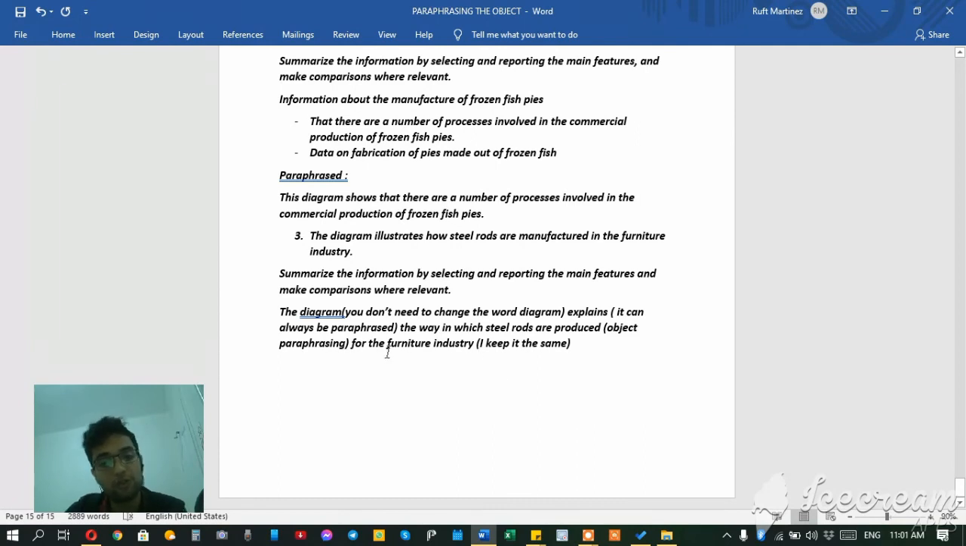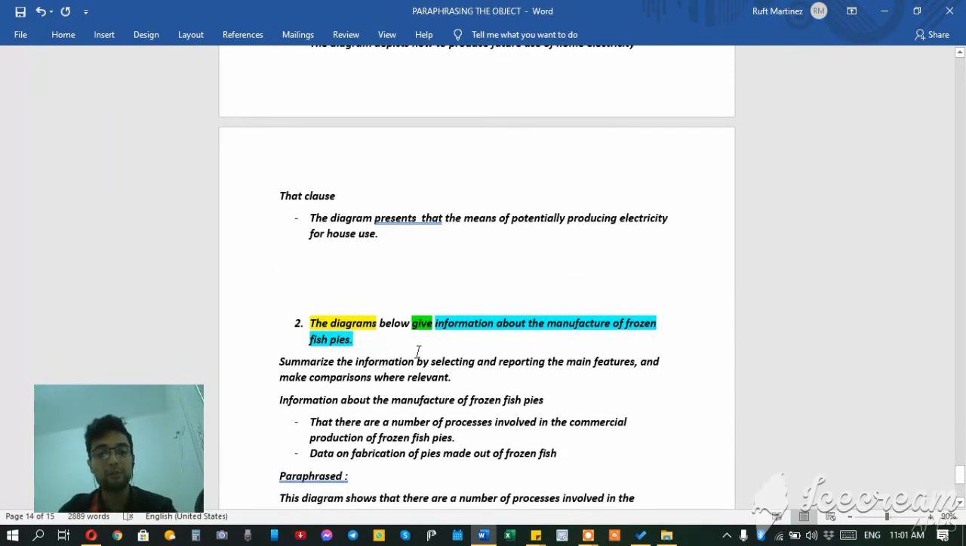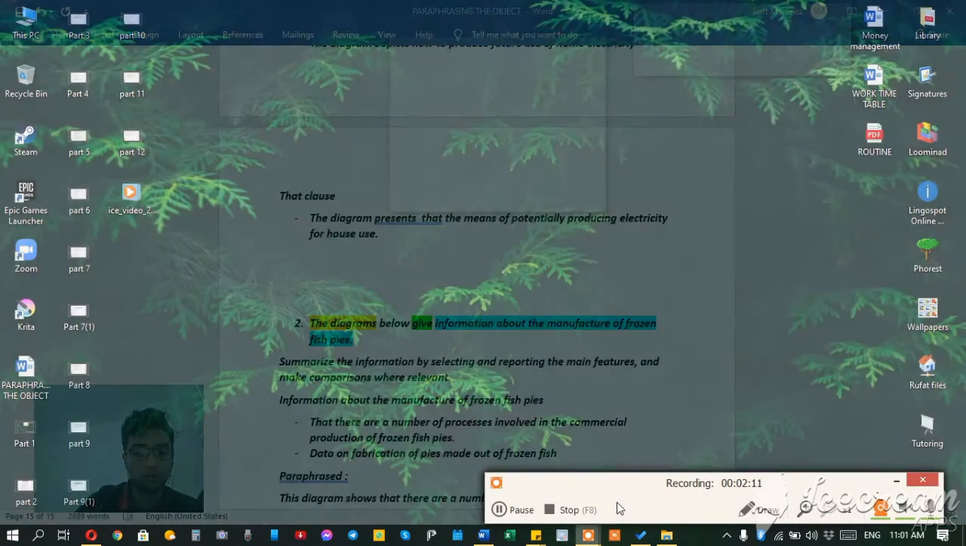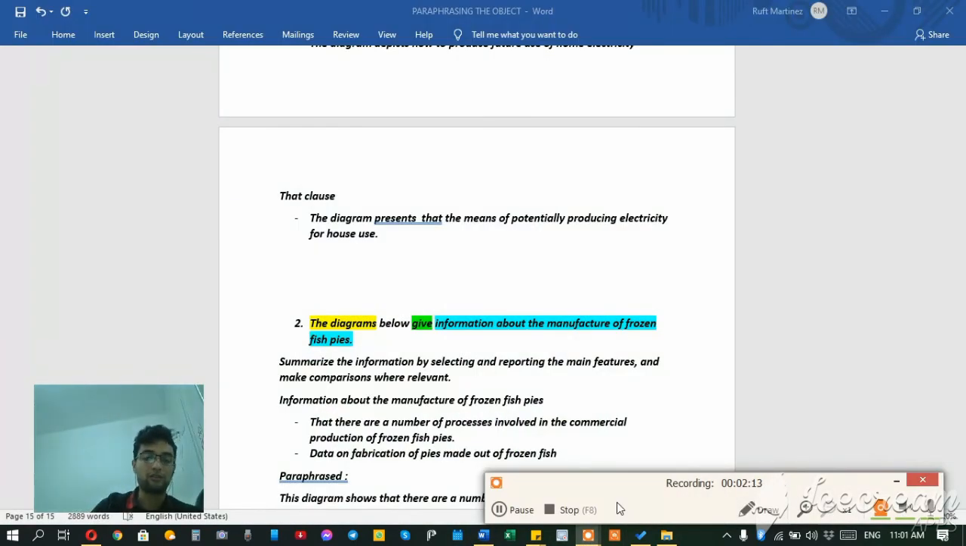For the furniture industry, I keep it the same. I don't need to paraphrase everything. What must be paraphrased in a task 1 question is the object. And this applies to all writing, all English. You can use these tips and tricks to paraphrase your sentences, even in speaking, even in writing task 2. Even if you're taking the TOEFL exam, you can also paraphrase like that.